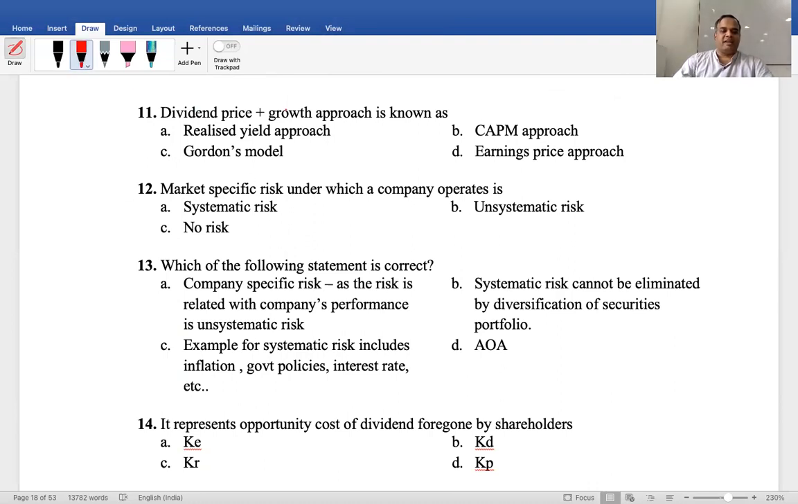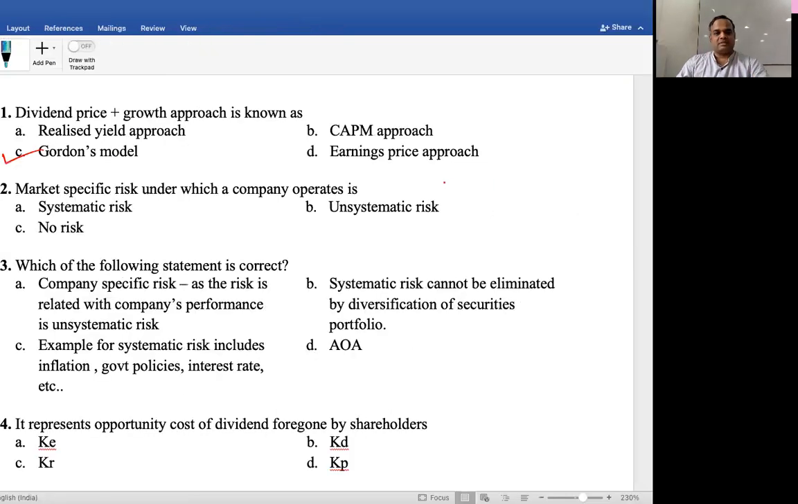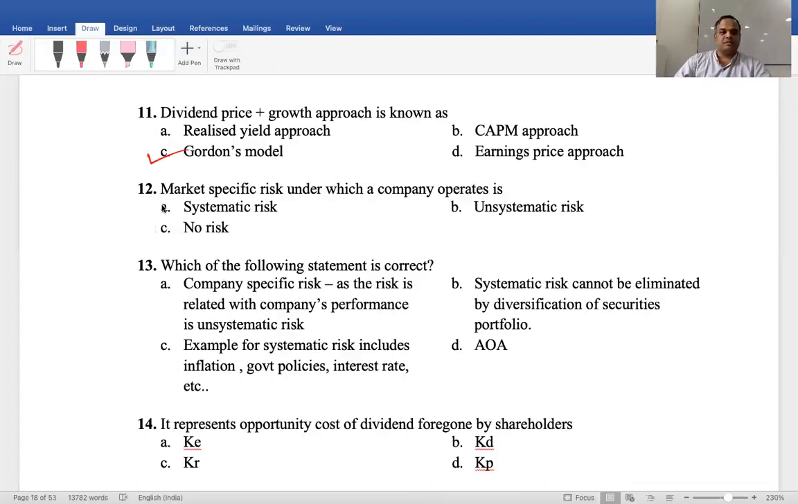Next, dividend price plus growth approach is known as realized yield approach, CAPM approach, Gordon's model, earning price model. The answer is Gordon's model. Market specific risk under which a company operates is systematic risk, unsystematic risk, or no risk. The answer is what? Systematic risk.